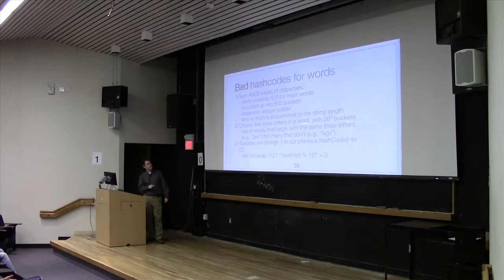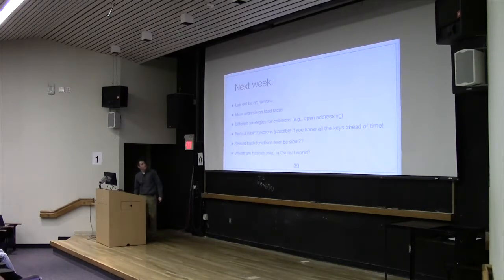What if we were to choose the first 3 letters in a word? Then you'd only need 26 to the 3 buckets. That's fine. Problem is, lots of words begin with the same prefix, right? And those words will all collide. If we changed our prime number to be 127, well, that would work, but then everything would end up being 0. Not good. So there's lots of different bad ones. You can look through this list a little bit later if you want. Okay? All right.